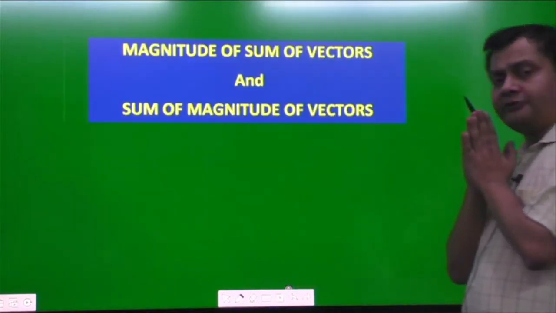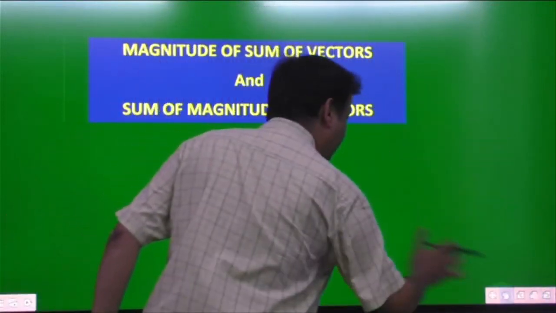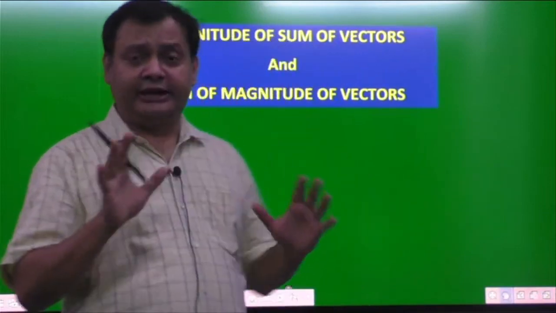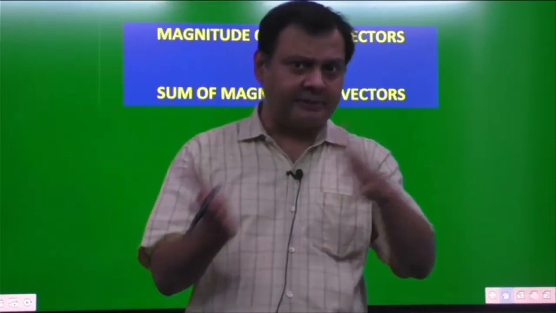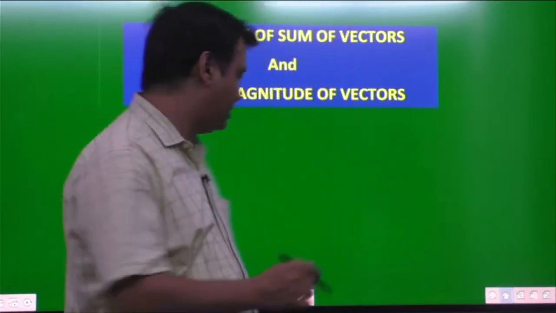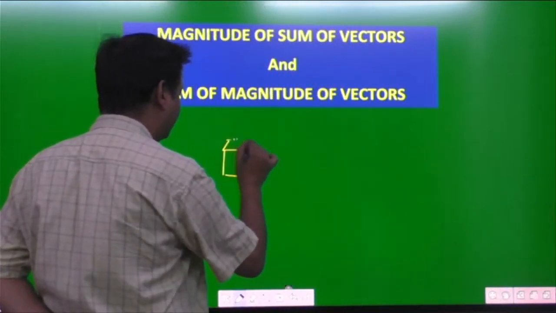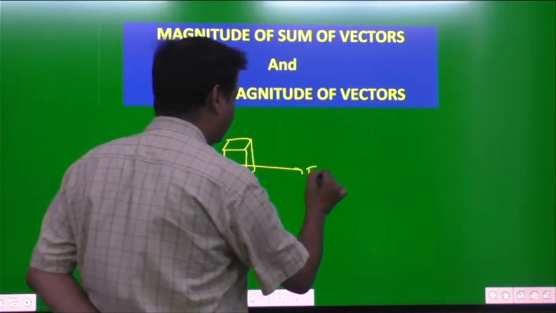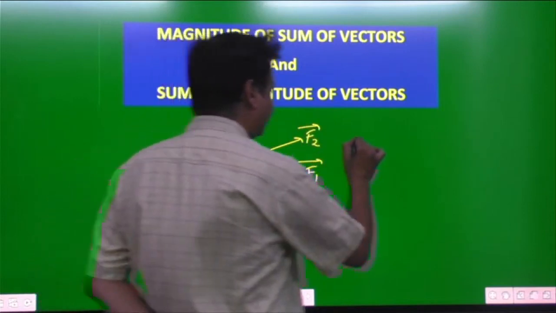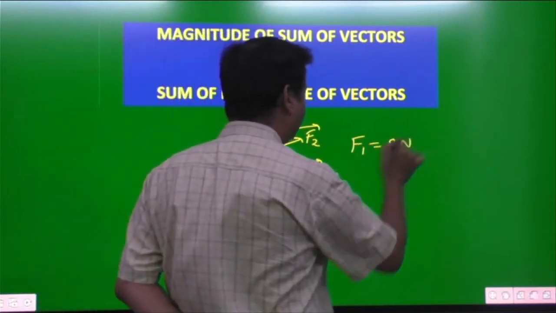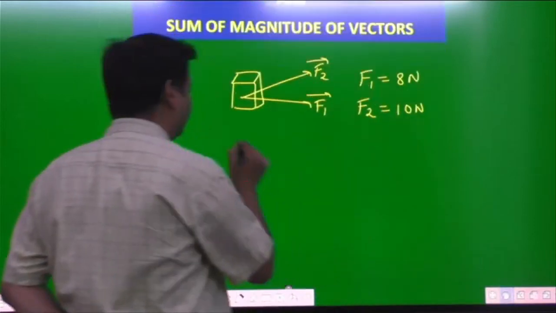Now see, magnitude of sum of vectors and sum of magnitude of vectors. See, when vectors are added, they do not follow arithmetic. They follow different laws. Basically, they are added geometrically. So if you are adding forces, suppose a box is acted upon by two forces, say F1 and F2, and say the magnitude of F1 is 8 Newton and the magnitude of F2 is 10 Newton, correct? And let F be the resultant force.